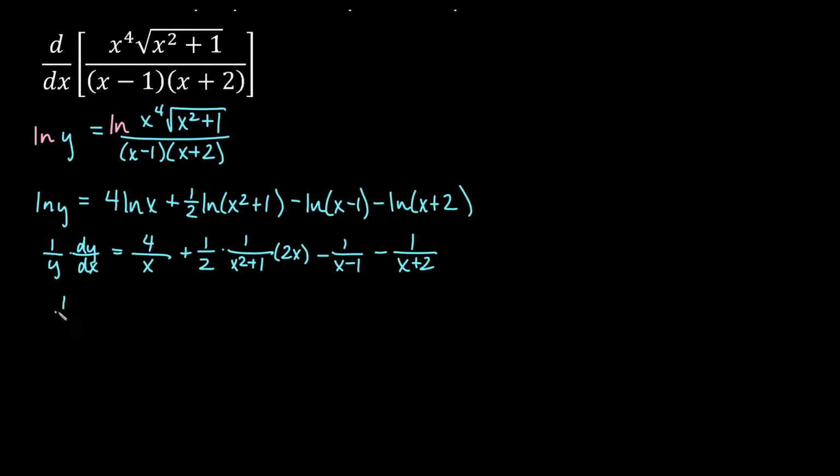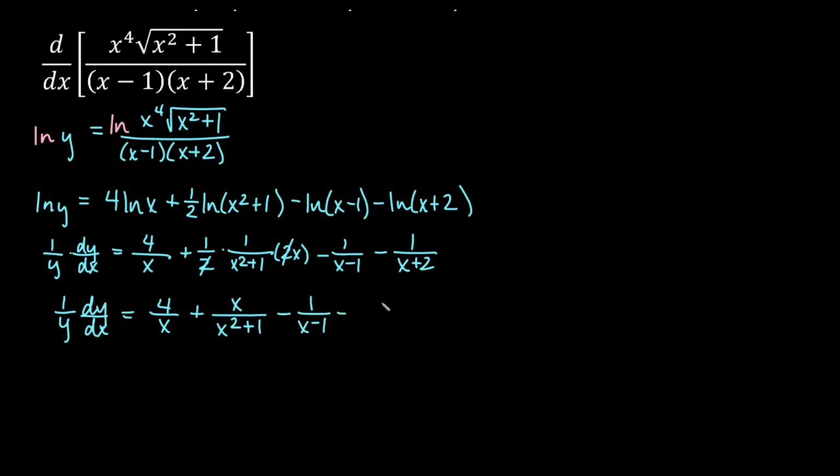So let's go ahead and clean this up. We'll say 1 over y dy dx. You might have noticed we're going to get that, right? On the left side, we'll have ln of y, and then when we take the derivative, we'll get 1 over y dy dx. That's always going to happen here as long as we have y equals on the left side. So here we'll have 4 over x plus, now notice the 2 here is going to reduce the 2 on the bottom from the 1/2. So we'll actually get x over x squared plus 1 minus 1 over x minus 1.